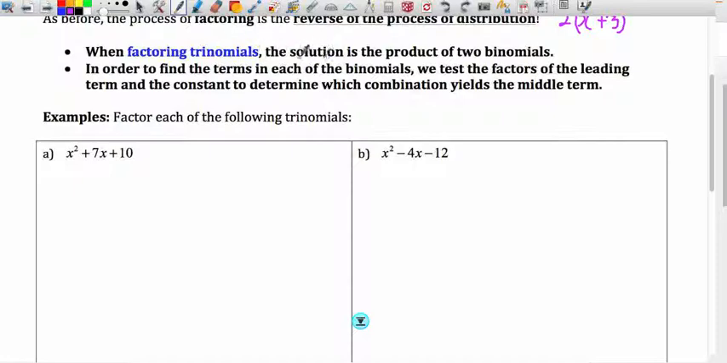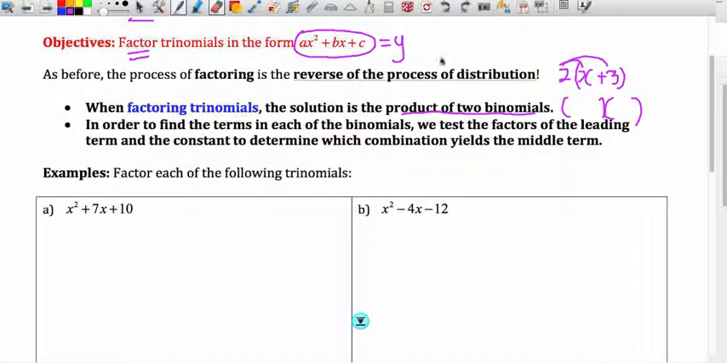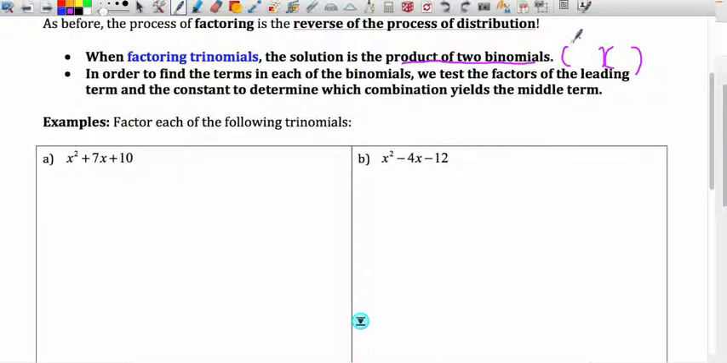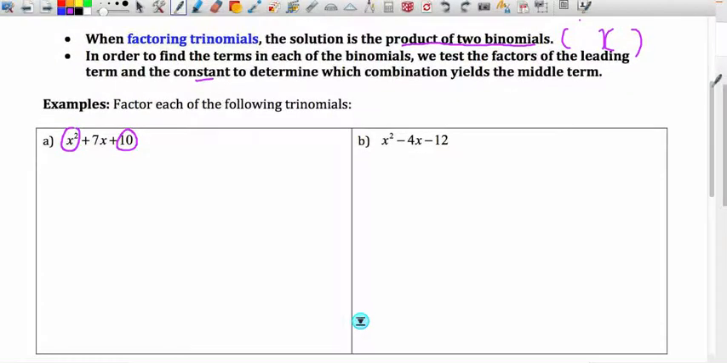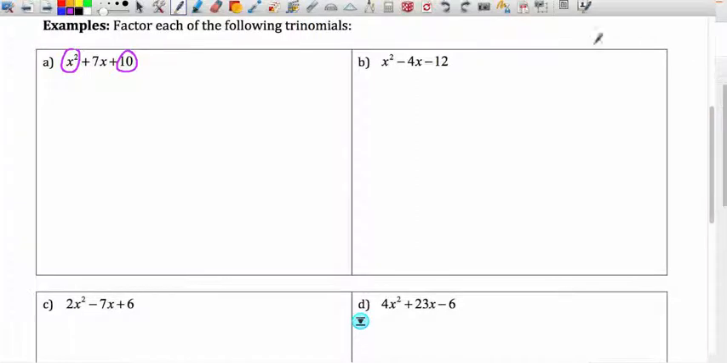Okay, so couple of key things. When you factor a trinomial, the solution is the product of two binomials. So remember, we end up with two sets of parentheses, and each of them is a binomial, containing two terms. In order to figure out what goes inside those, we test the factors of the leading term, in other words the factors of the x squared, and we test the factors of the constant, which is the last number, to determine which combination yields the middle term. And then there are a few other details as well, namely about the signs that we need to look for. So let's get straight into this.